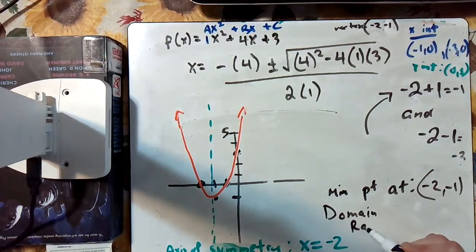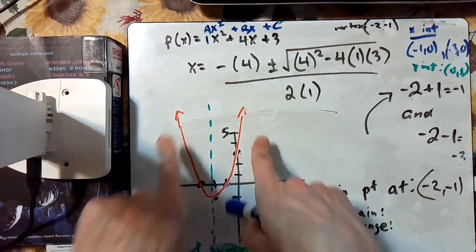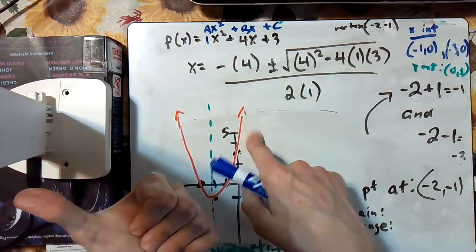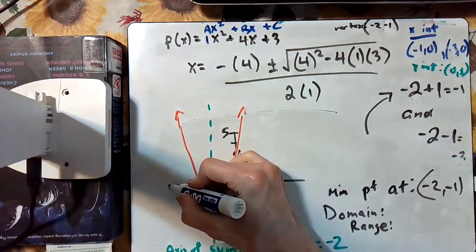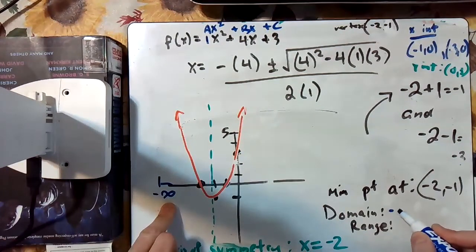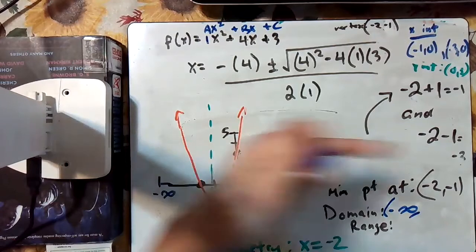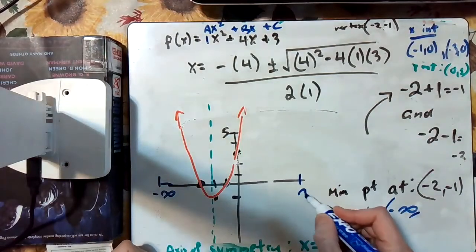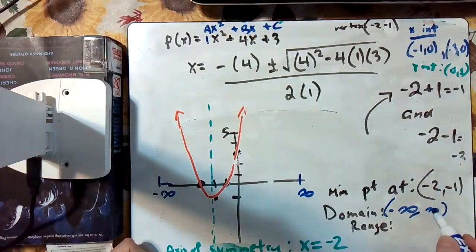Now for the domain and range. Well, domain is all the x values that our line exists at. Well, you have two arrowheads pointing to the left and to the right. So if we go to the left forever, that's beginning at negative infinity, of course with a parenthesis. This is also going to the right forever, towards positive infinity, and that gets parentheses as well.